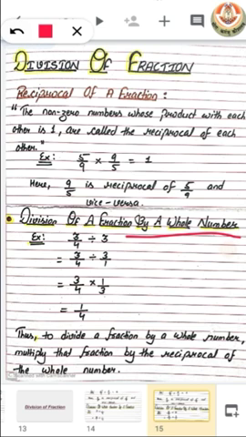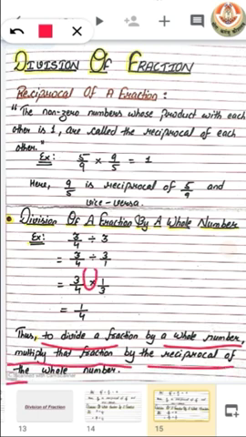For this, we have to change this division sign by multiplication, and in the same step we convert the divisor into its reciprocal. Now we have the multiplication of two fractions. Solving them is very easy. We get answer 1 by 4. We can say that the division means to divide a fraction by a whole number, multiply the fraction by the reciprocal of whole number.